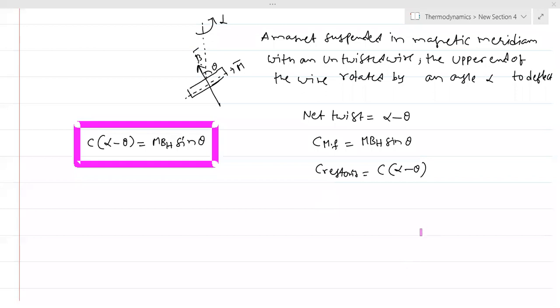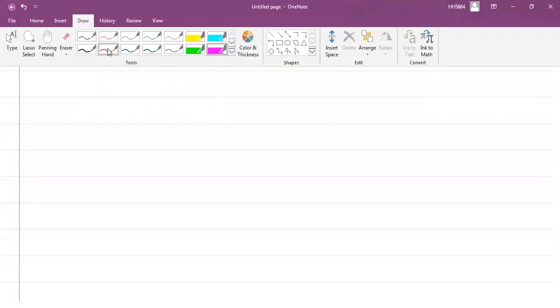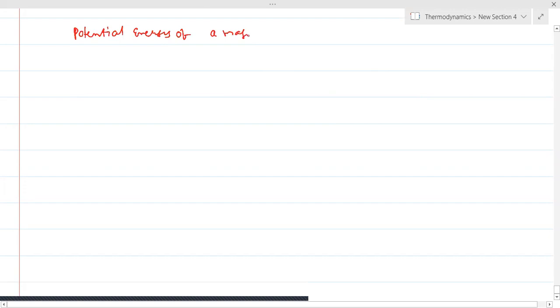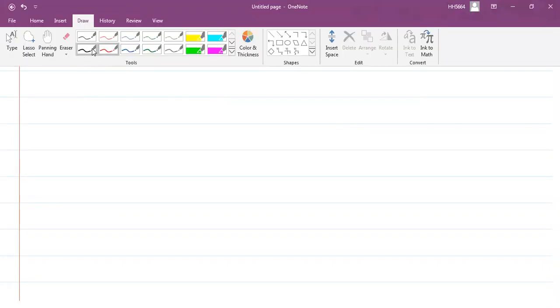Next, we will think of potential energy of a magnetic dipole in a magnetic field. So this is very important.